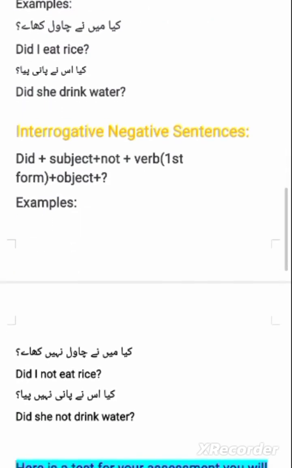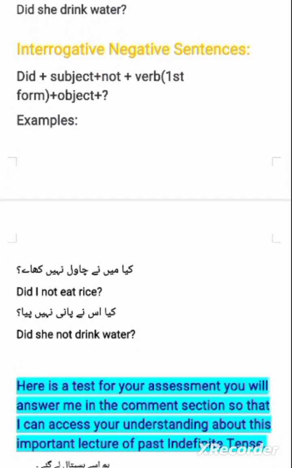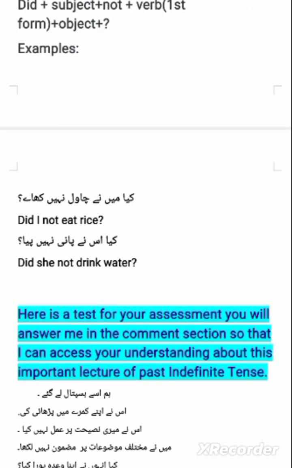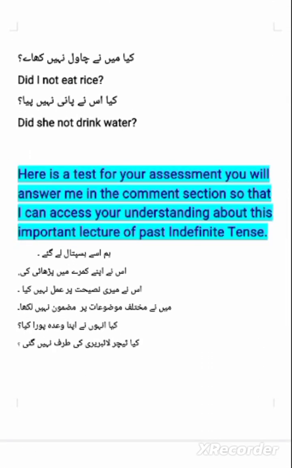Interrogative negative sentences: the structure will be did, and we only have to add not here. So the interrogative negative structure of the past indefinite tense will be did plus subject, not, verb first form plus object and question mark. Let's have a look at the examples. क्या मैंने चावल नहीं खाए? Did I not eat rice? क्या उसने पानी नहीं पिया? Did she not drink water? I hope you understand the concept of the past indefinite tense.